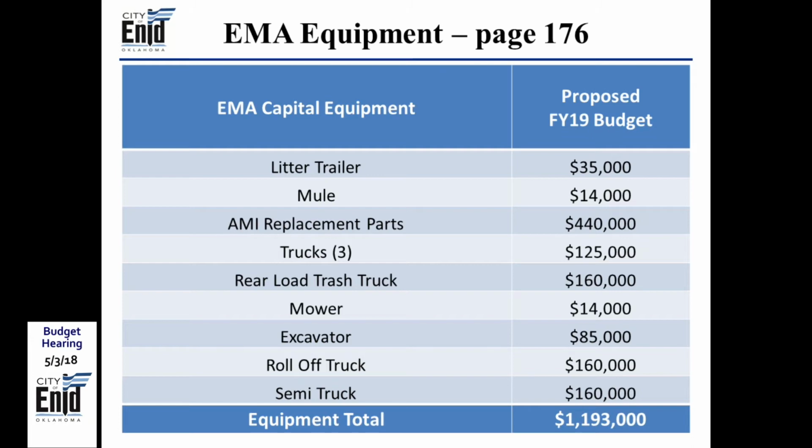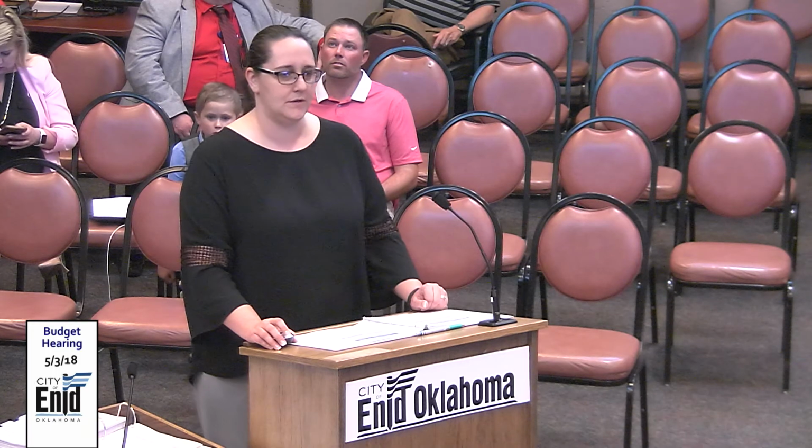EMA equipment, just under $1.2 million. A lot of the requests this year were actually for the landfill solid waste department. Over half, or around half the funds are for that. Litter trailer, mule, the rear load trash truck, the roll-off truck, and the semi-truck are all for that department. They're the one most in need this year for new equipment to be used.